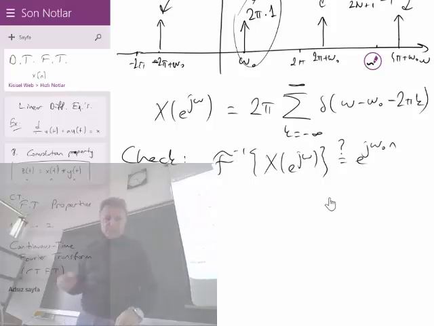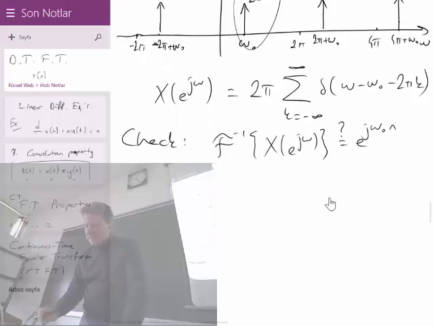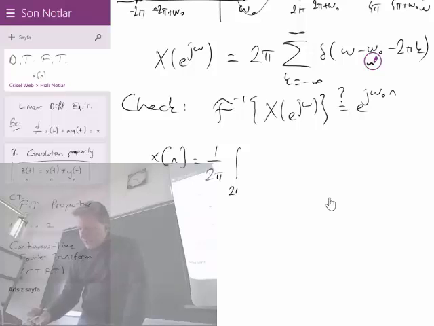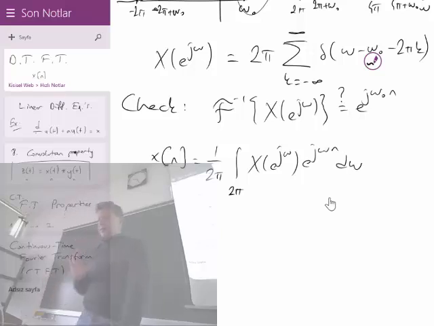Can we show it, or can we derive it? For that, we will consult with the formula 1 over 2 pi within a period of 2 pi X of e to the j omega, which is the Fourier transform that we have, times e to the j omega n d omega. This is the formula. Now let's apply the formula.